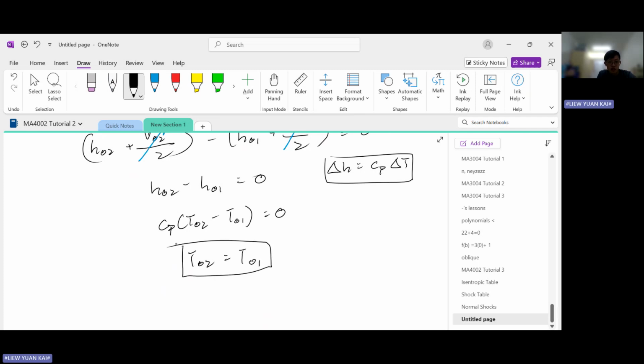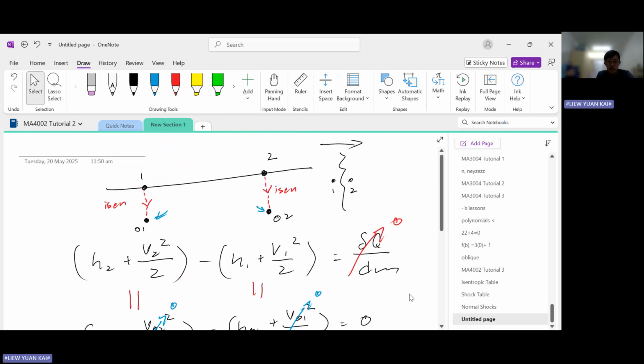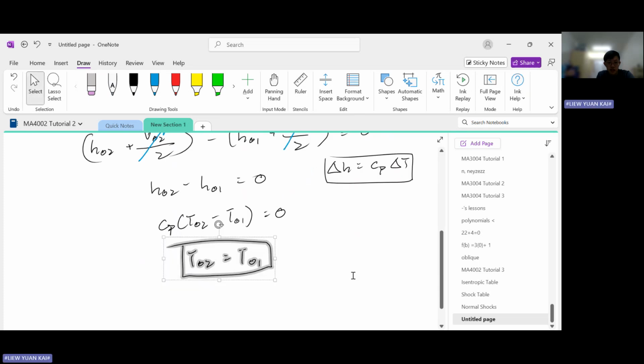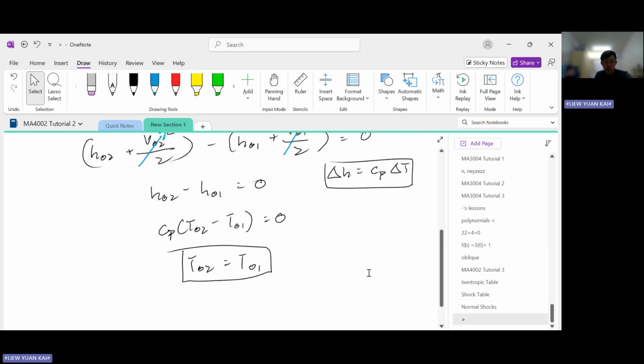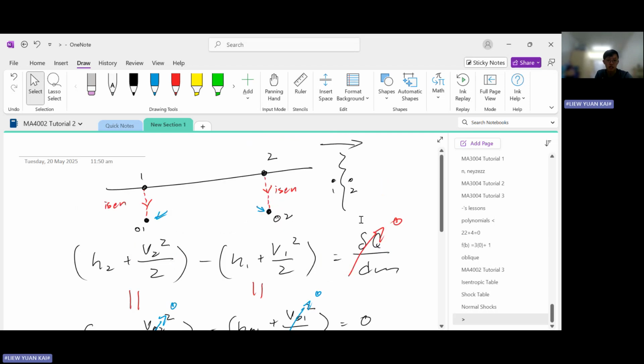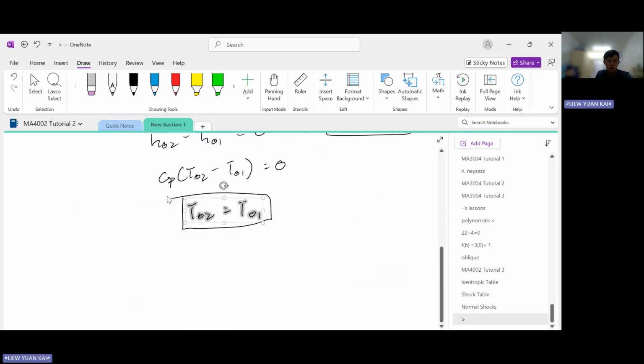So see, we've proven that for an adiabatic process, for a shock, T02 is equal to T01. The stagnation temperatures of the points upstream and downstream of a shock are equal. They share the same stagnation temperature. And it's not just shocks. This property is not exclusive to shocks. This property will hold as long as the process is adiabatic. As long as the flow is adiabatic, the 2 points will share the same stagnation temperature.